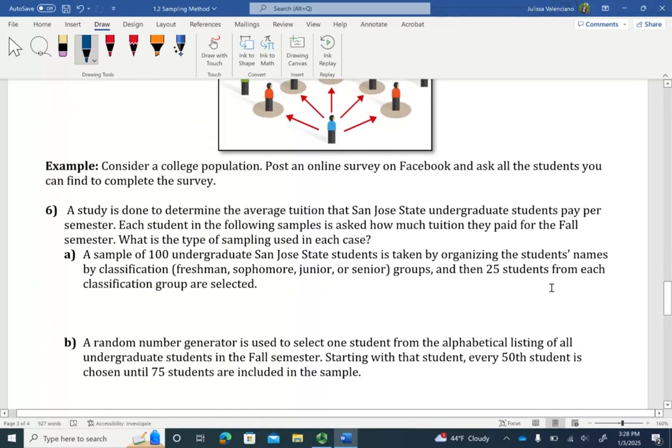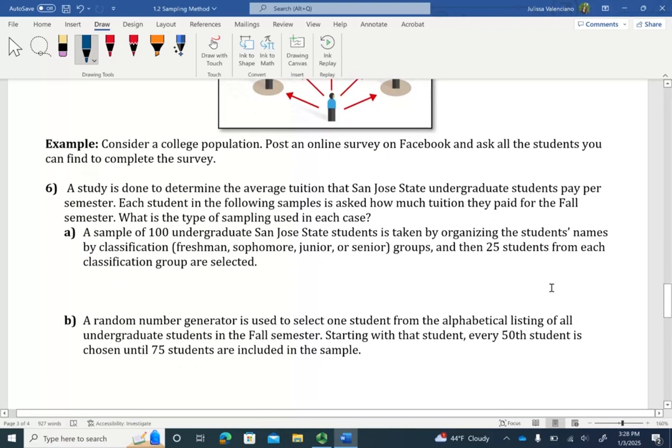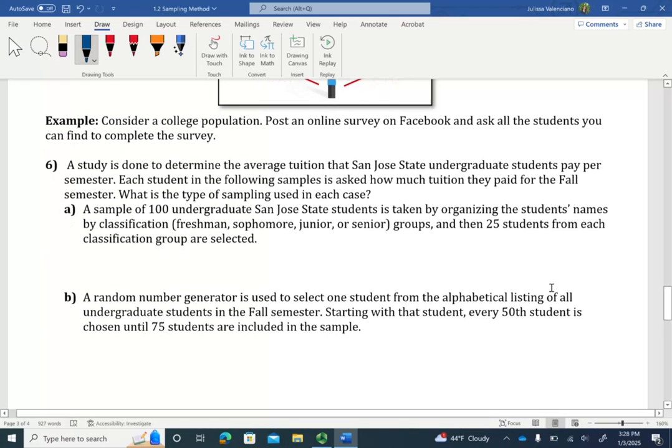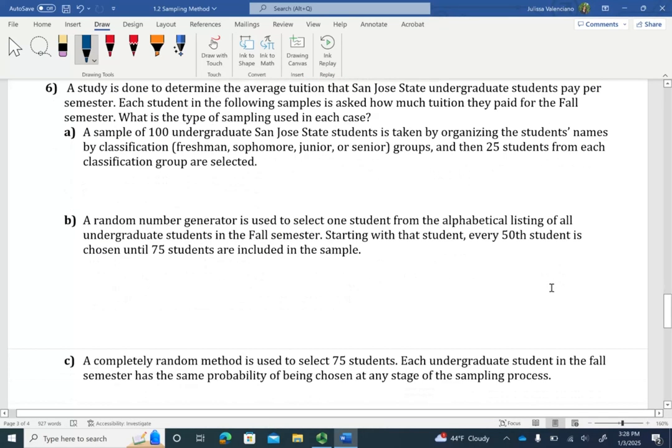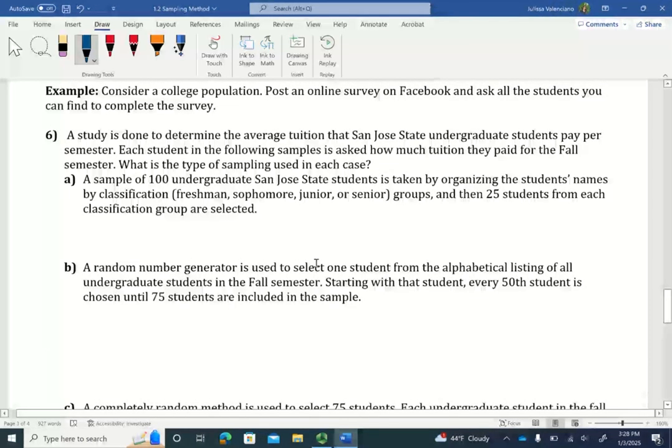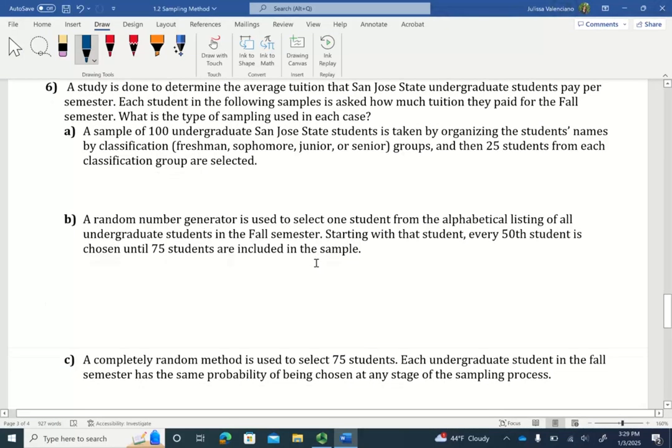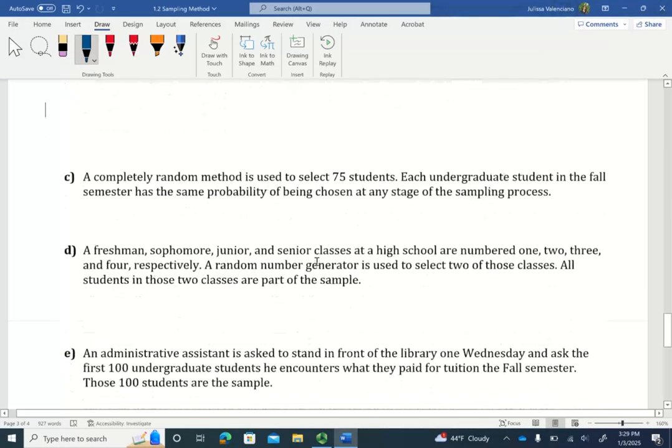I already gave you some examples. We went through each of the sampling methods, and so now I want to give you some time to read some examples and identify the type of sampling method that is being used. I want you to try this on your own. One of the learning objectives of this lesson is to be able to identify the type of sampling method that is being used. So go ahead and consider number 6, parts A through E.